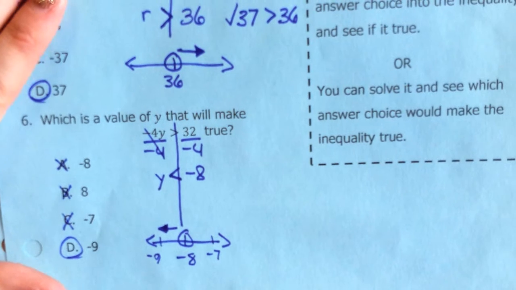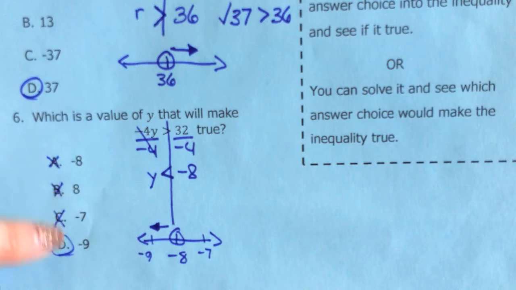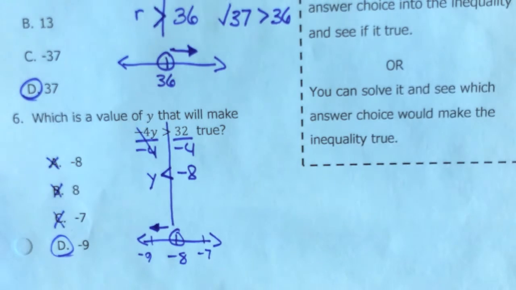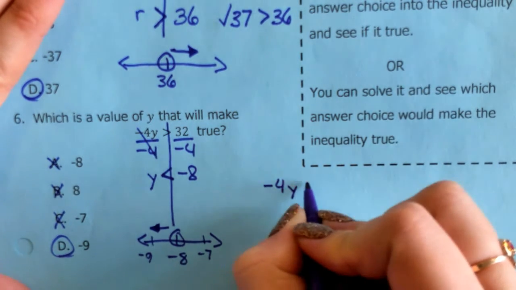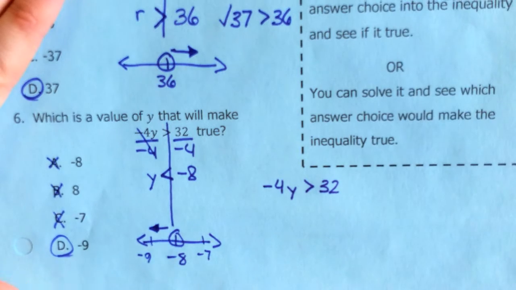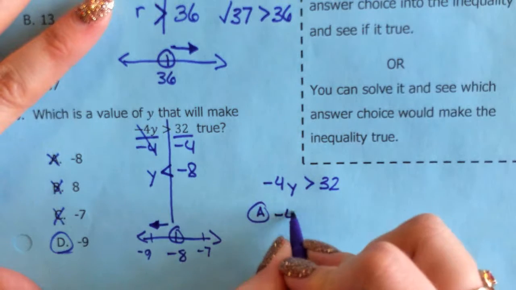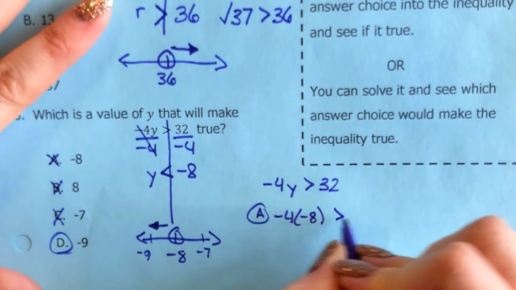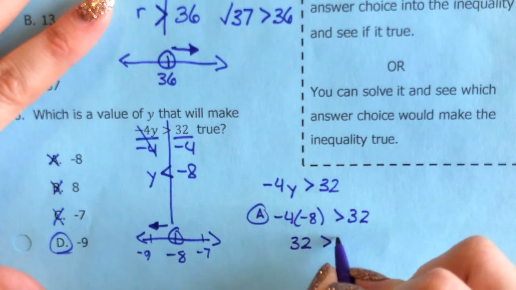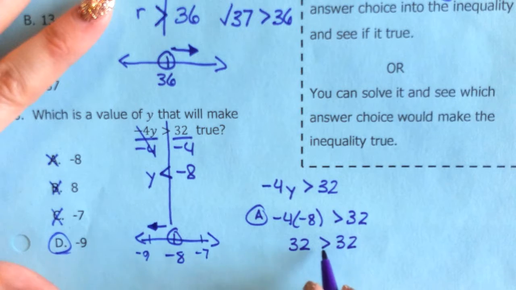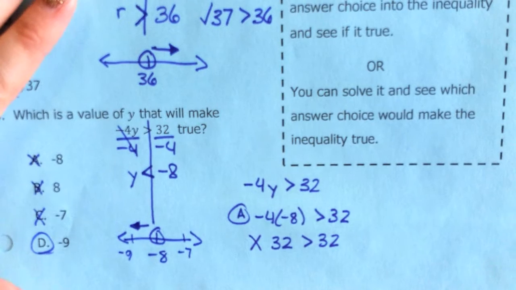Now I'm going to show you through substitution. This is the other way you can do it. If you forget how to solve this, I can substitute each of these in for y to see if it works. So my inequality is negative 4y is greater than 32. Okay, so let's plug in A. A is negative 8. Negative 4, plugging in negative 8 for y. Negative 4 times negative 8 is 32. I'm left with 32 is greater than 32. That does not make sense. That does not work. Let's try B.